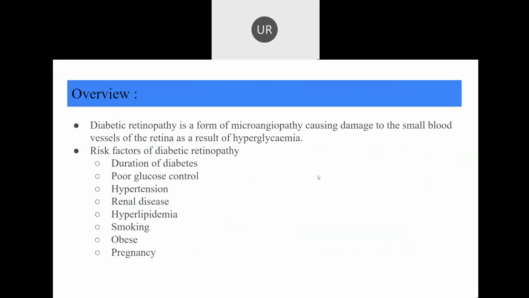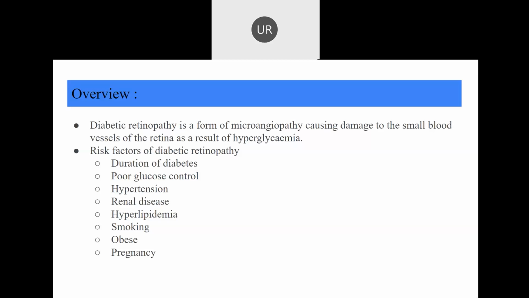Okay, so I will just go through the overview of what diabetic retinopathy means. As from the name itself, we can know it's a disease of the retina caused by diabetic conditions. So it's a form of microangiopathy, which is a small vessel disease. It causes damage to the small blood vessels of the retina as a result of hyperglycemic condition.